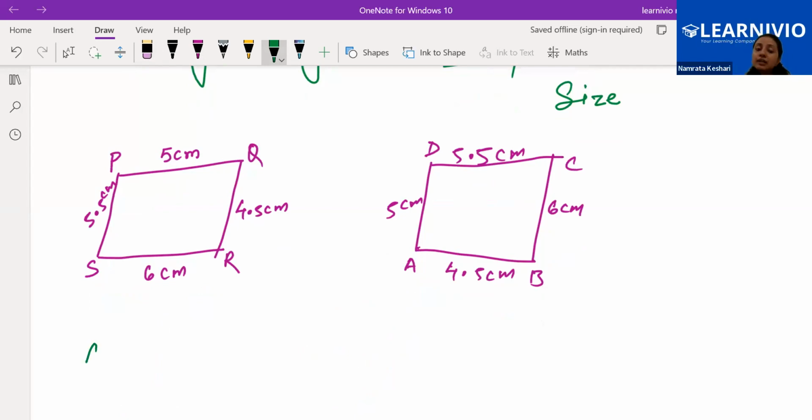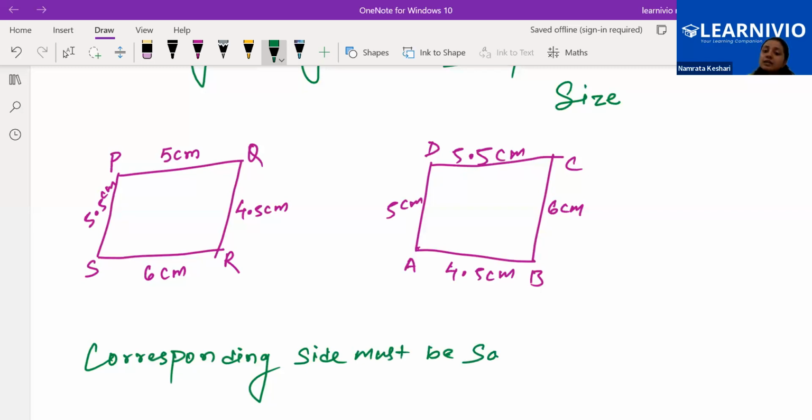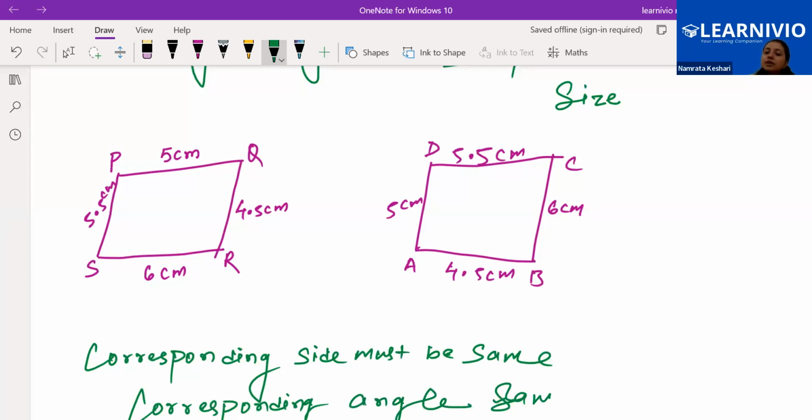So here I am writing: corresponding sides have to be exactly the same, and corresponding angles will also be the same. That is the meaning of congruency. Okay, corresponding side and corresponding angle. Now, what is the meaning of corresponding side?